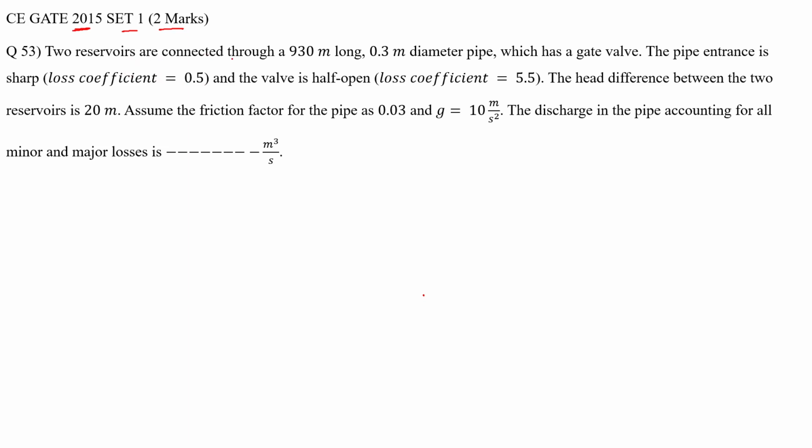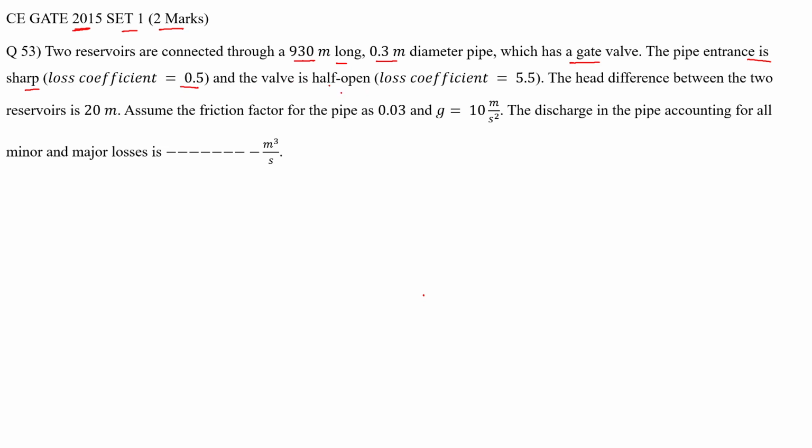Two reservoirs are connected through a 930-meter long, 0.3 meter diameter pipe. The pipe connected between the two reservoirs has a length of 930 meters and a diameter of 0.3 meters, and it also contains one gate valve. The pipe entrance is sharp, and the corresponding loss coefficient is given as 0.5. And the valve is half open.